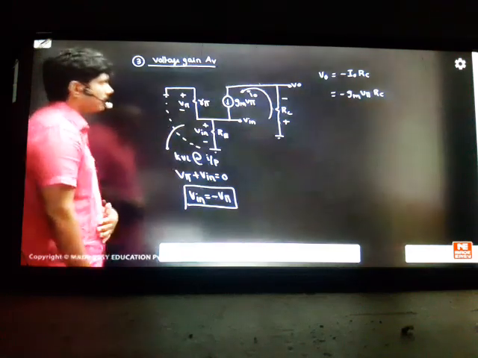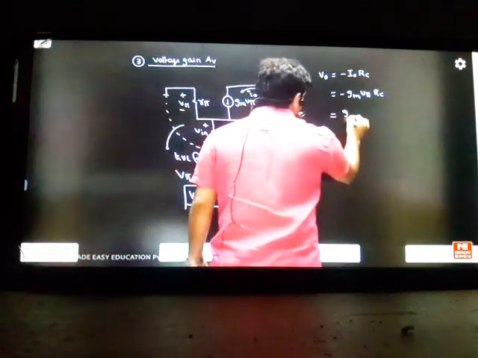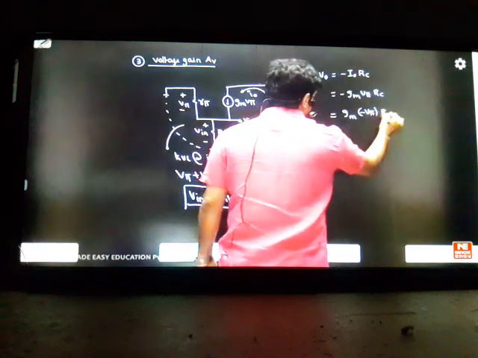So this is the diagram and the output is coming like this. Can you see one trick here? You can take gm times minus V pi into RC like this.